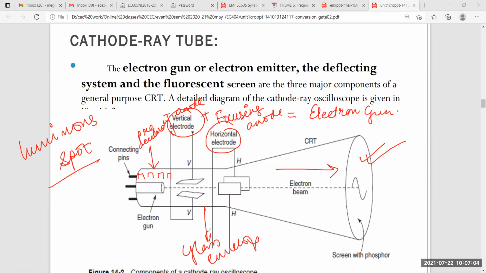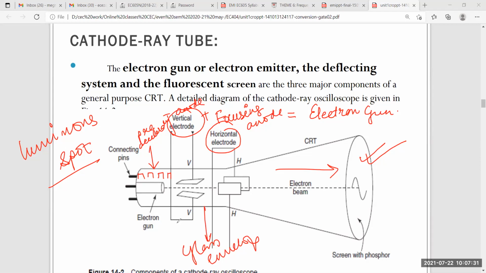The glass envelope is this one, so that the emitted electrons are able to move freely from one end of the tube to the other. Now, the source of the focused and accelerated electron beam is the electron gun. So keep this in your mind. What is the electron gun? It is the source of the focused and accelerated electron beam.